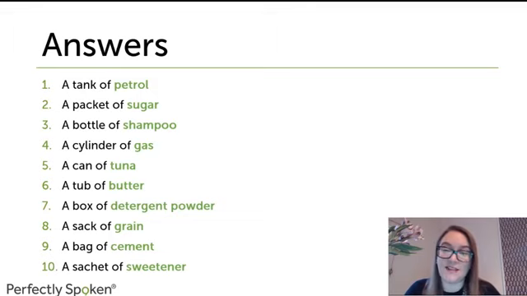Number 1, a tank of petrol. Number 2, a packet of sugar. A bottle of shampoo. A cylinder of gas. A can of tuna. A tub of butter. A box of detergent powder. A sack of grain. A bag of cement. And a sachet of sweetener.